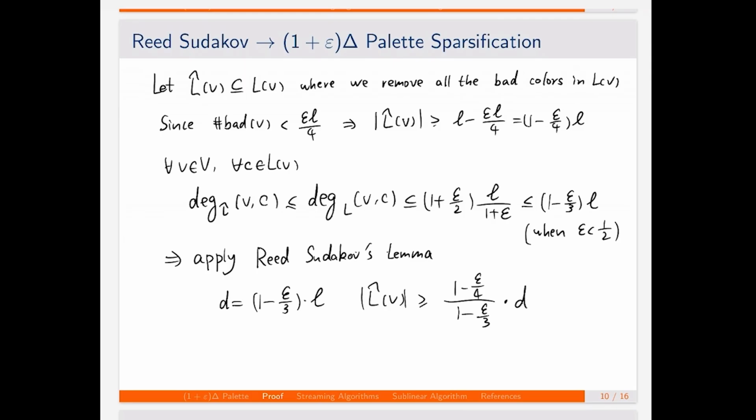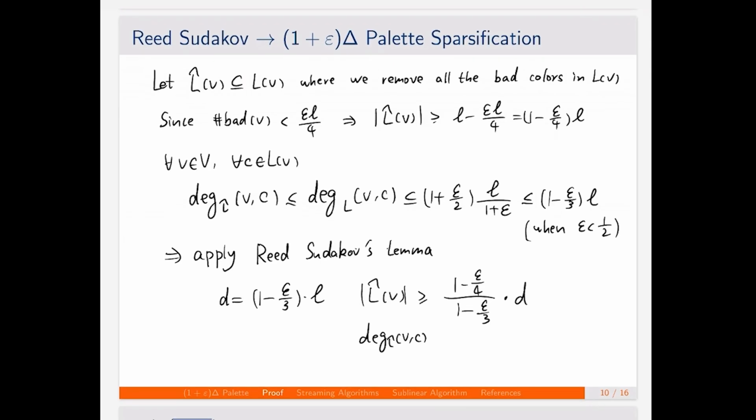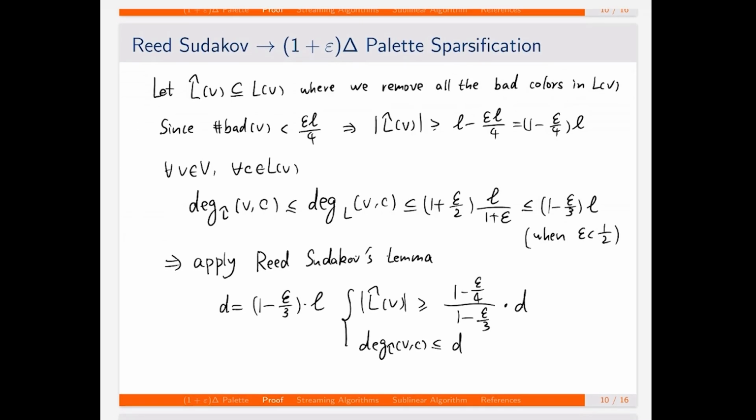And the degree of L hat of v is always less than or equal to D. So having both conditions, we can simply apply the Reed-Sudakov lemma to prove that there is a list coloring in this L hat set. So G is list colorable from L hat. Since L hat is a subset of L, we can conclude that G is also list colorable from the original L set. Okay, and this finishes the proof.